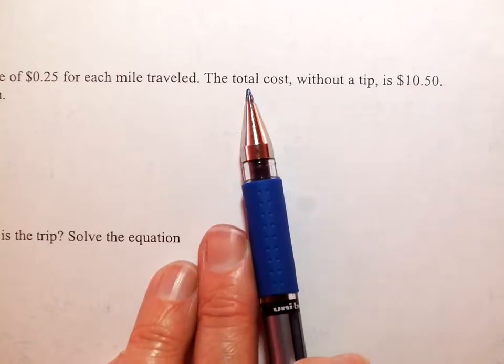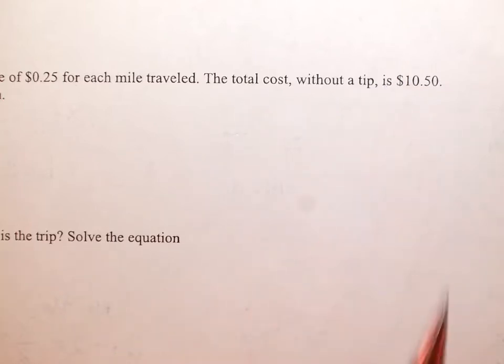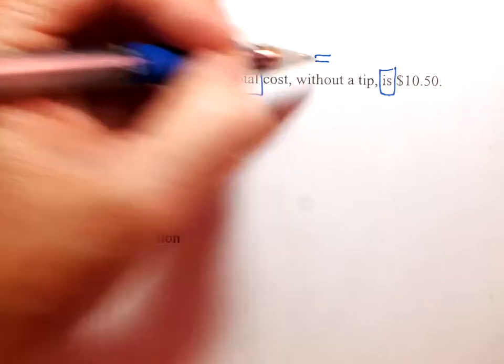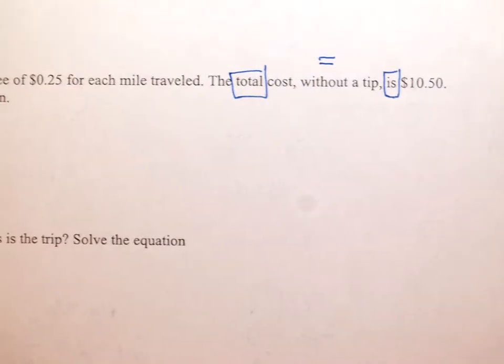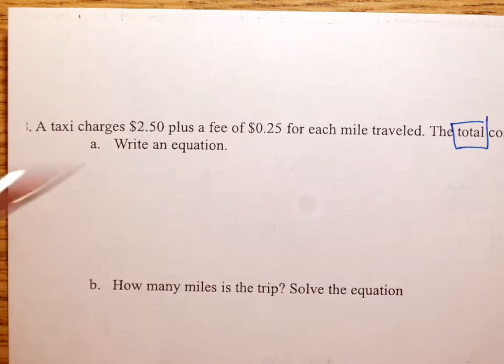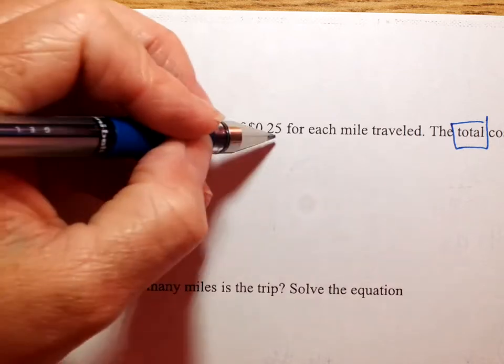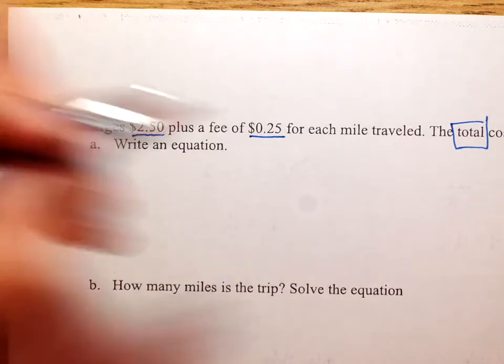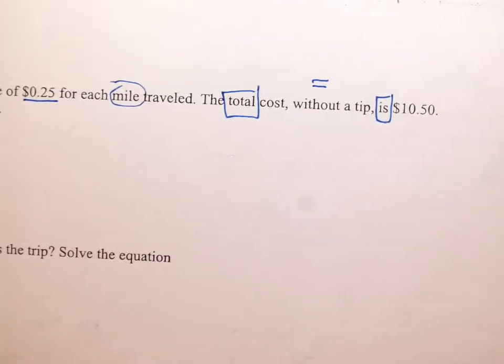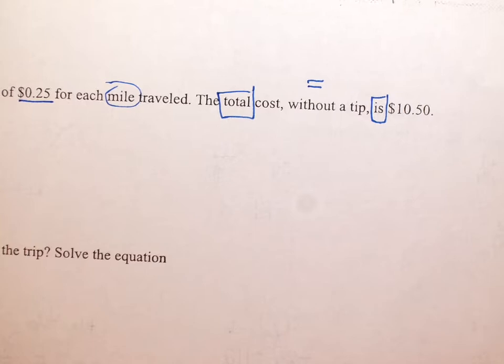Oh, I see that word total. The total is, these two words right here, total and is, always make me think of the equal sign. It's telling me to write an equation. So you see the numbers $2.50, 25 cents for each mile, and the total cost of the trip without a tip is $10.50. So think about what numbers you need. You can pause the movie, write out your equation.